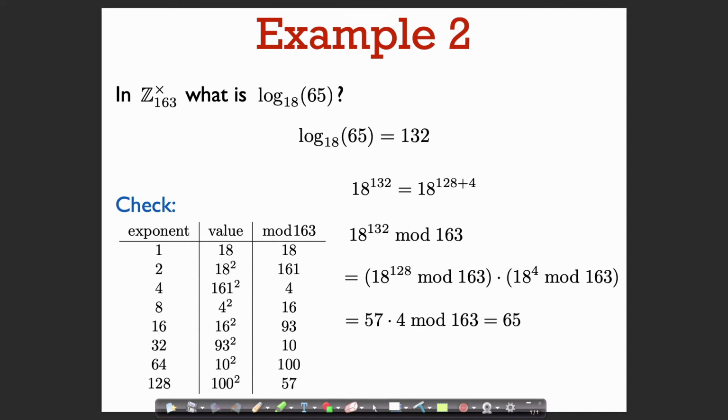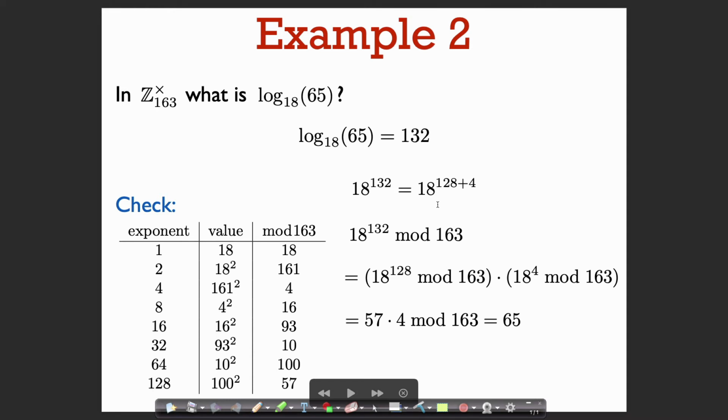So we know those values from our chart, and then this 57 times 4 modulo 163, we can compute quite easily. And we see that the answer is indeed 65 as we wanted. Okay, so this is just to give you an intuitive feel that discrete logarithm is a problem that seems kind of hard. It's kind of hard to figure out what is the log base 18 of 65. But if someone tells you the answer, then it's actually pretty easy to check that that answer is correct.